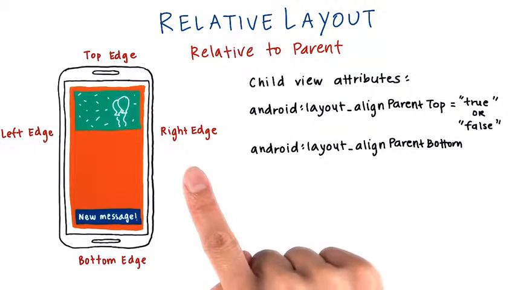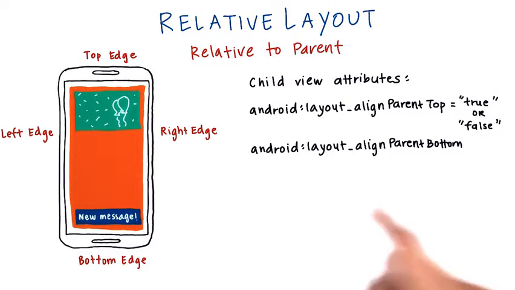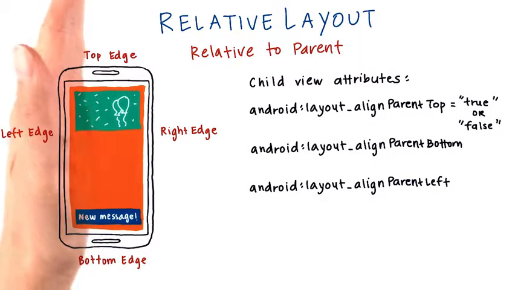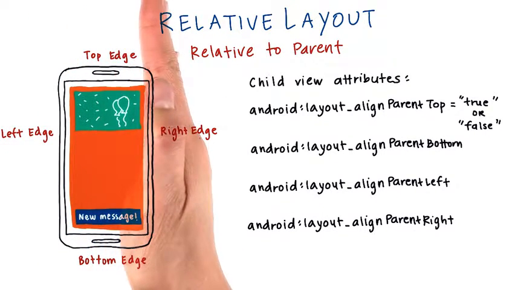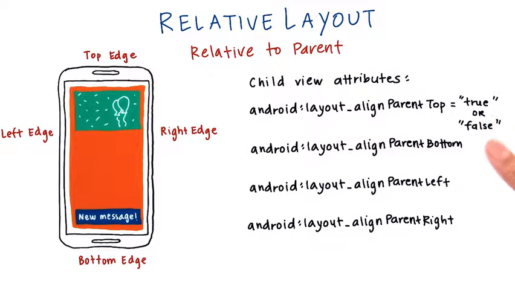There are attributes for all the other edges as well. For example, alignParentBottom for aligning to the parent's bottom edge. There's alignParentLeft for aligning to the parent's left edge, and then there's alignParentRight for aligning to the parent's right edge. You can mix and match and use multiple of these attributes at a time.